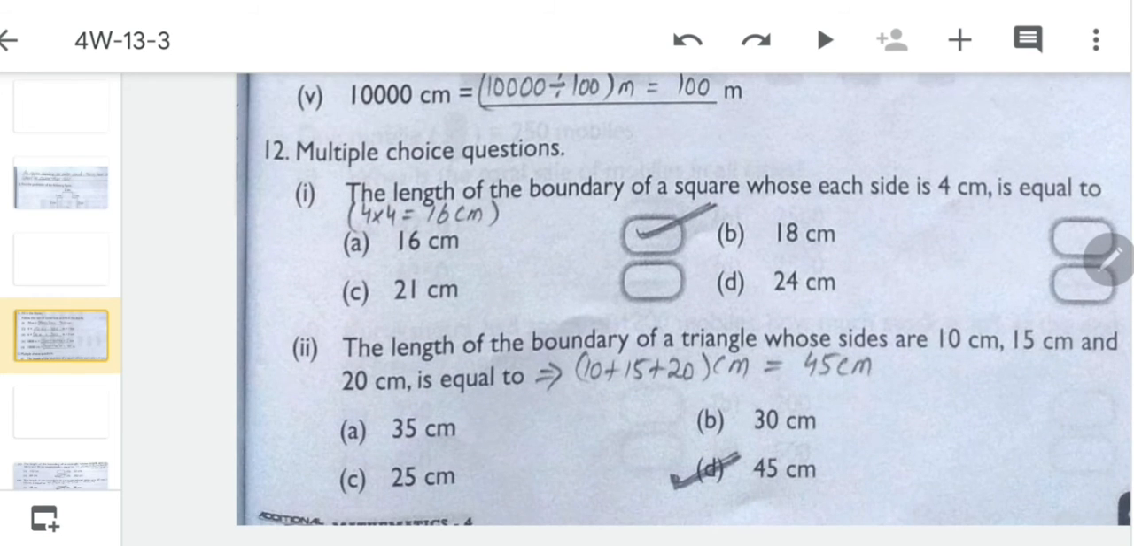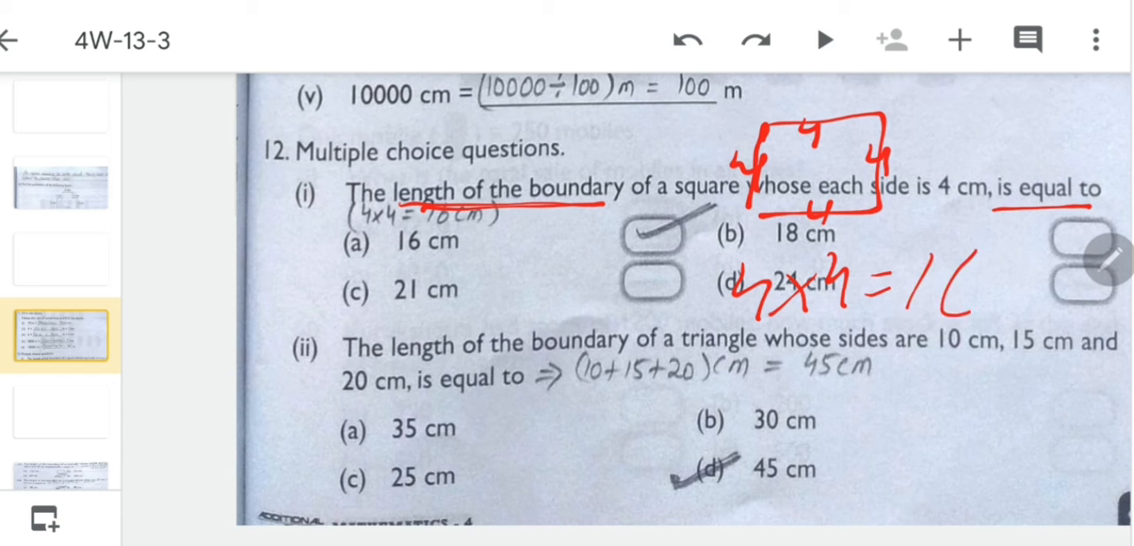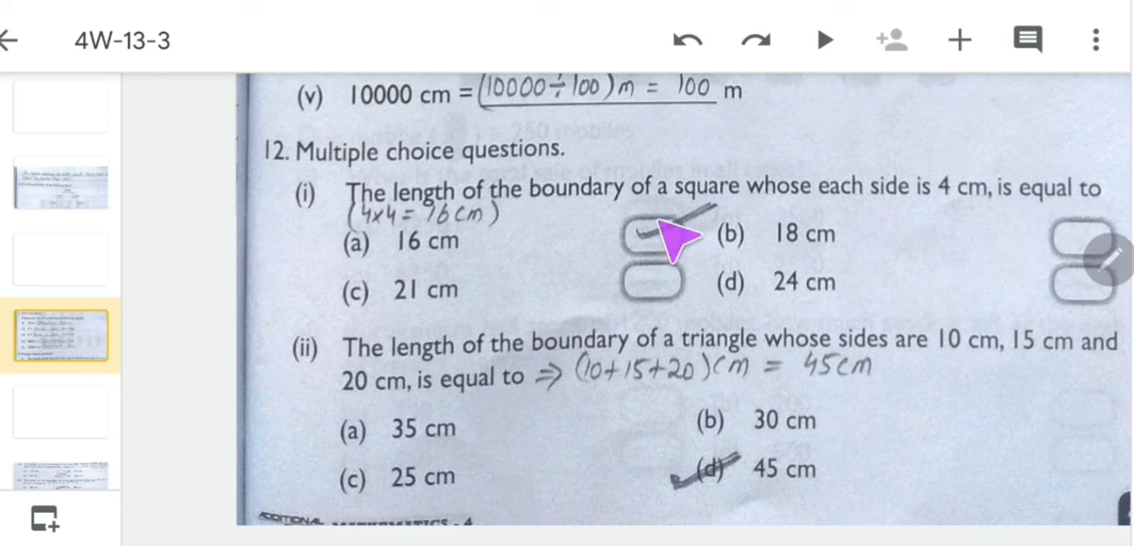Now the last question for this chapter is a multiple choice question. So the first is the length of the boundary of a square whose each side is 4 centimeter. If we have a square having each side of 4 centimeter, so the length of its boundary will be 4 into 4, that is 16 centimeters. So you can see here, this is our right answer.